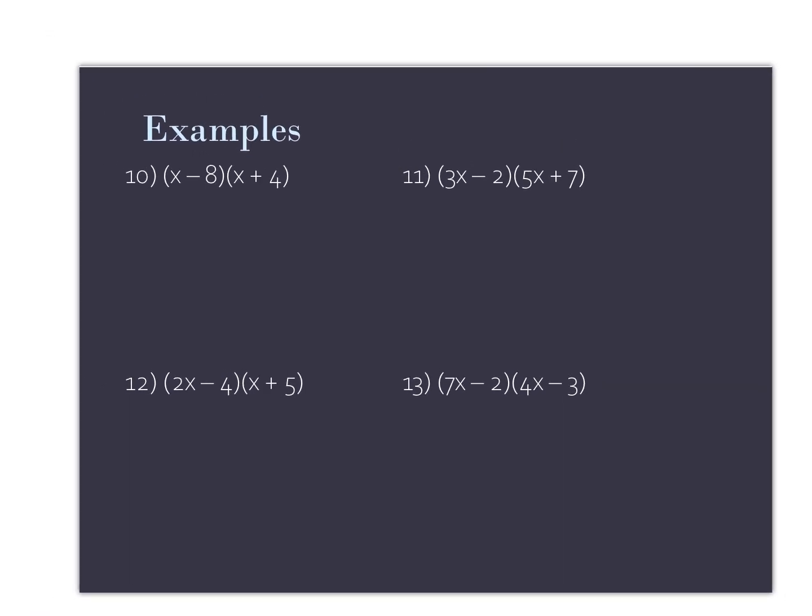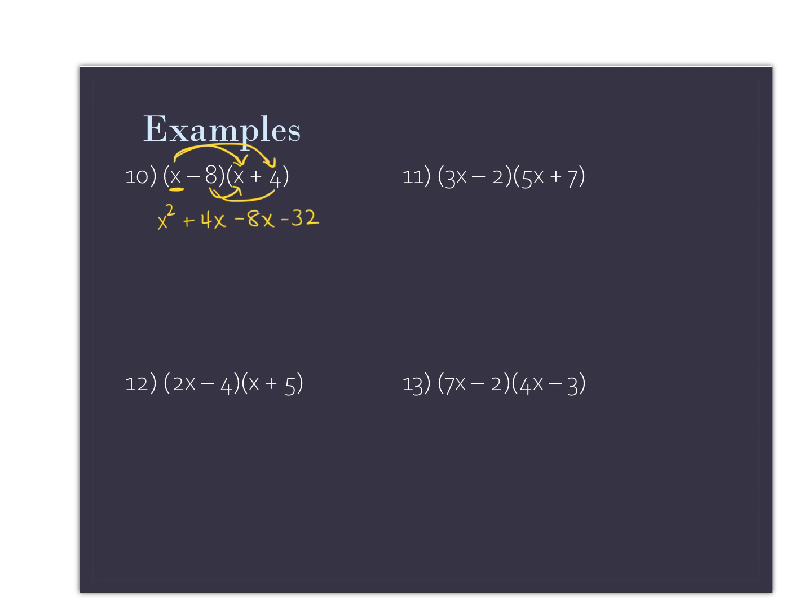So now these become a little bit more complex because if you notice, it's a binomial times a binomial. So what's really happening is that this is a double distributive property problem. I'm basically taking the first term, which is this x, and I'm going to multiply both terms in the binomial. So it's going to be x times x is x squared. X times positive 4 is plus 4x. And then I'm going to take the minus 8, and I'm going to do the same thing. I'm going to do minus 8 times x, and minus 8 times 4 is minus 32.